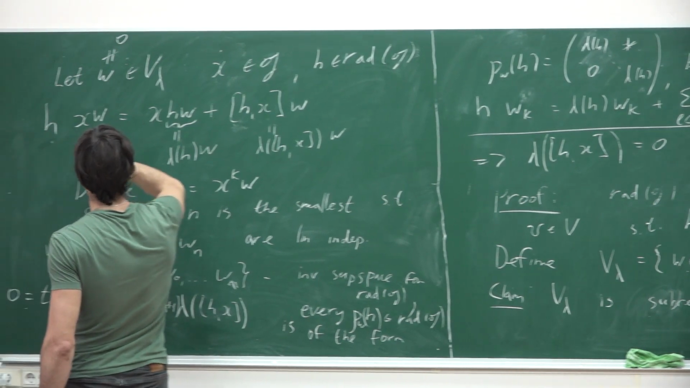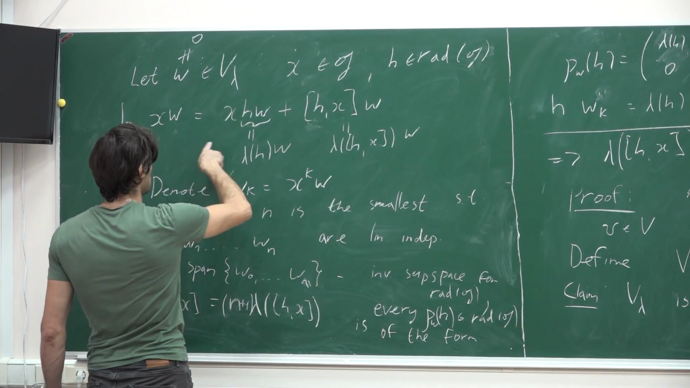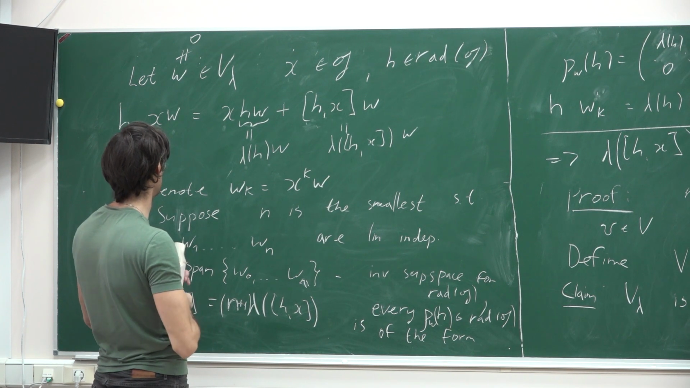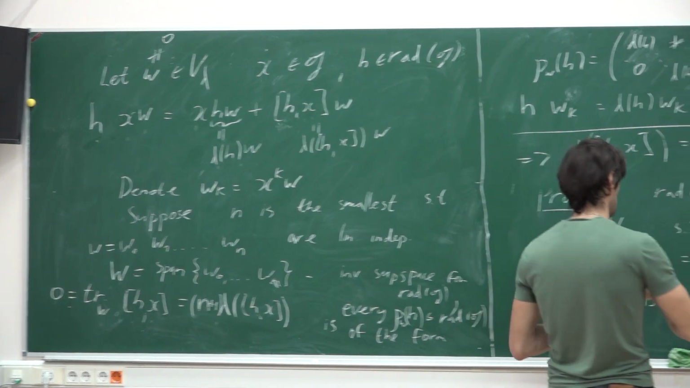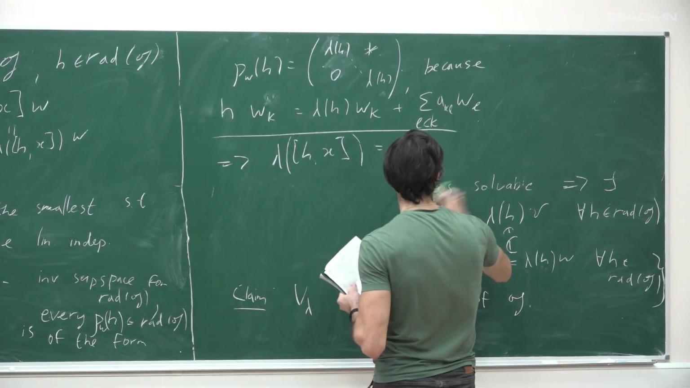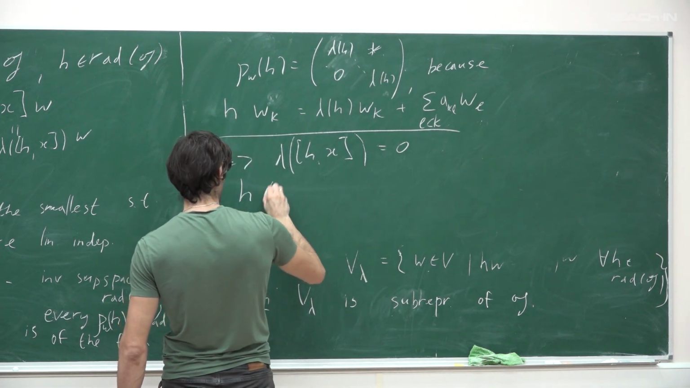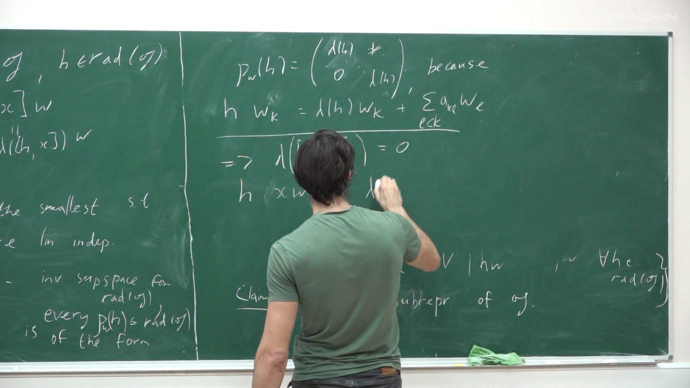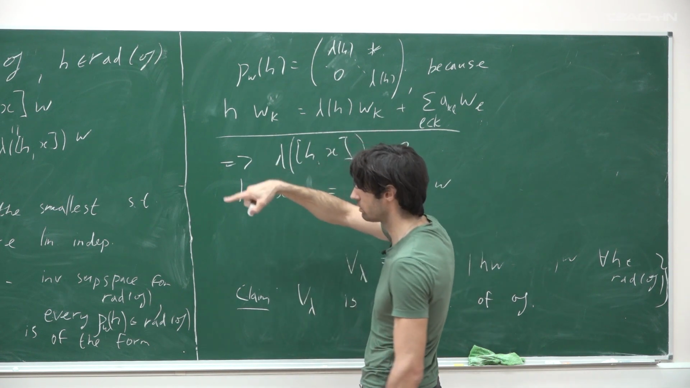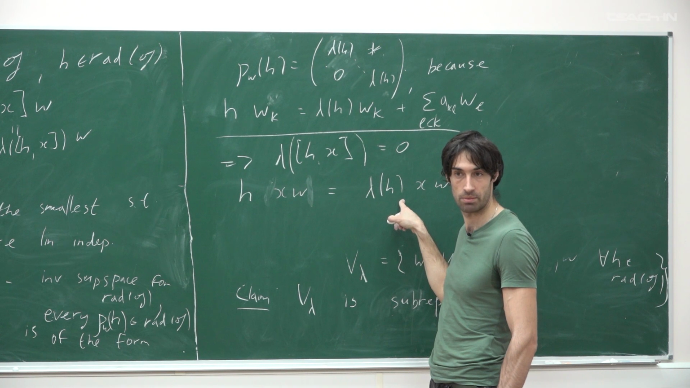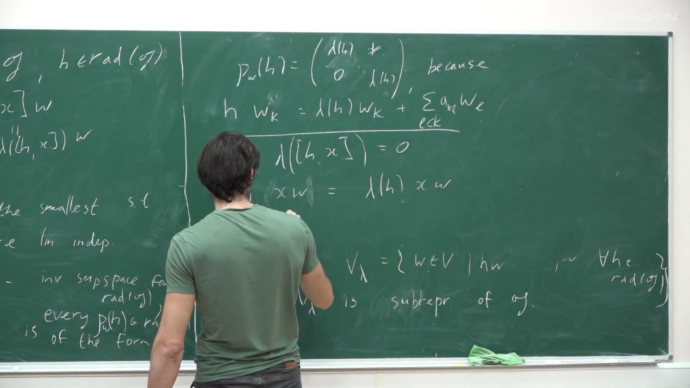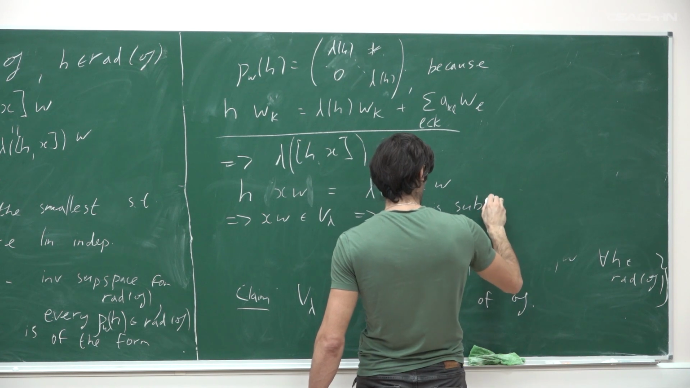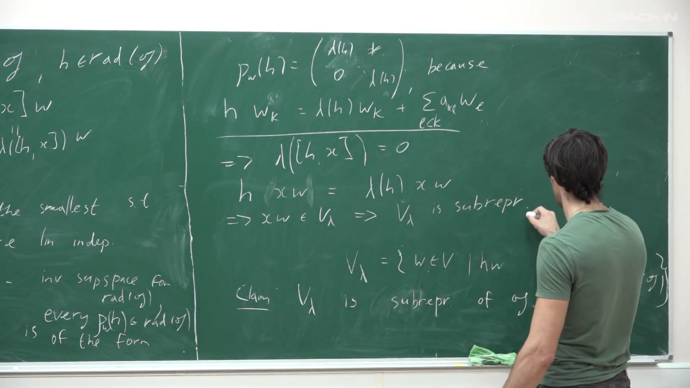So h acting on xw, right, is x times lambda of h w, right? So it means that, okay, let me finish writing just to make sure that we did everything. So what we get? We get that h of xw is lambda of h xw. So if I take w in V lambda, then xw is also in V lambda by definition. Right? So V lambda is a sub-representation. And we proved this claim. So the claim is proved.